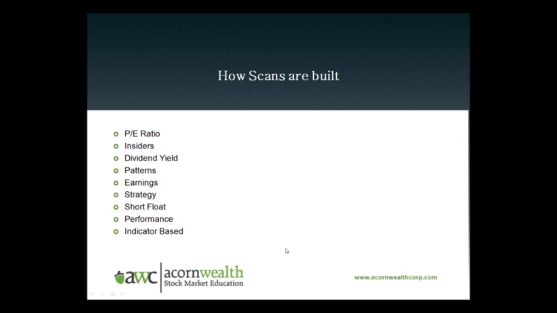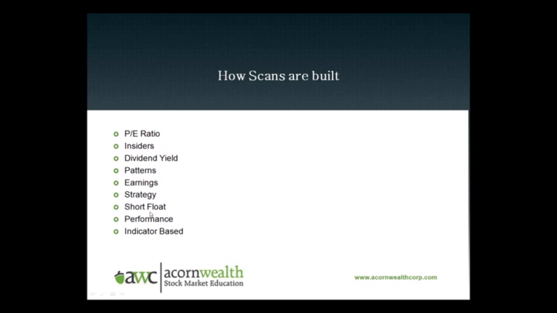Firstly, we've got P/E ratios, insiders, dividend yields, patterns, and they're all different things. Some of these are going to be more conditionally based, and some of them are going to be trigger-based. So does everyone here know the difference between triggers and conditions when building scans? Have people played with these ideas before?